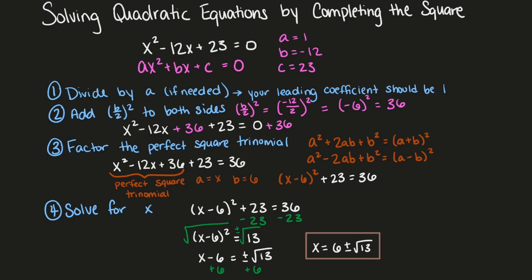So when we are solving by completing the square, we first want to divide everything by our a term if it's not 1. Add b over 2 squared to both sides. Factor the perfect square trinomial. And then solve for x. Now let's look at some examples of solving our quadratics by completing the square.